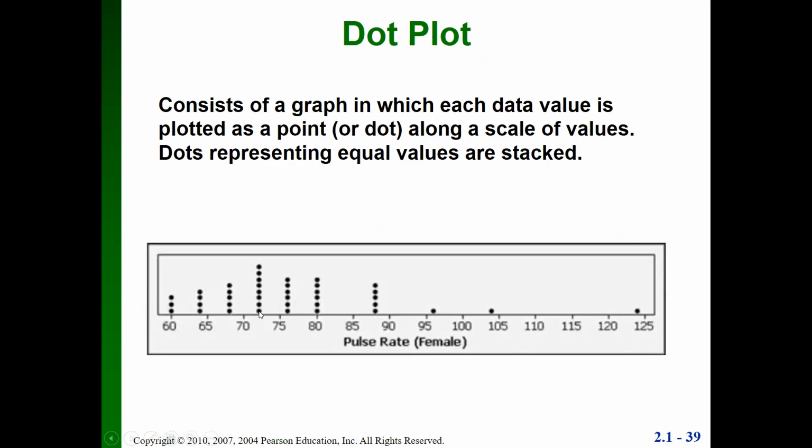And this gives a somewhat different picture of that distribution. What we're seeing is that the most common value, 1, 2, 3, 4, 5, 6, 7, 8, is a pulse rate of 72 for women. This is also known as the mode, which is another measure of center, the most common value.